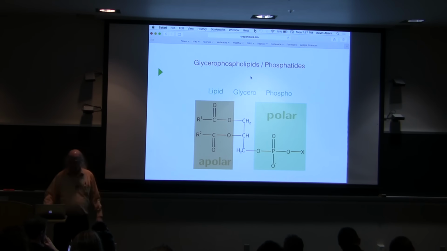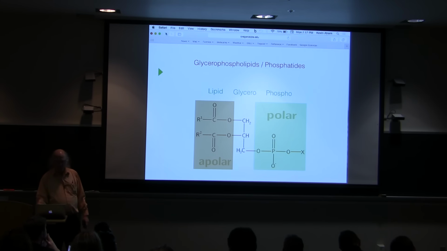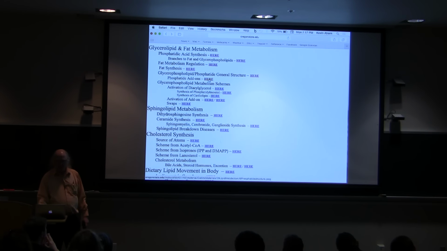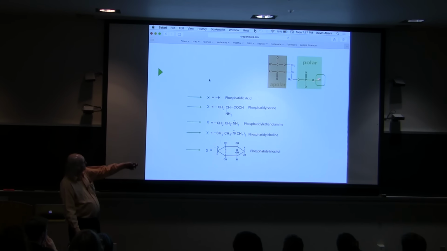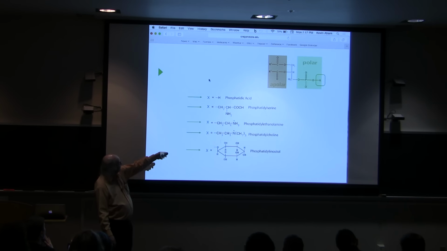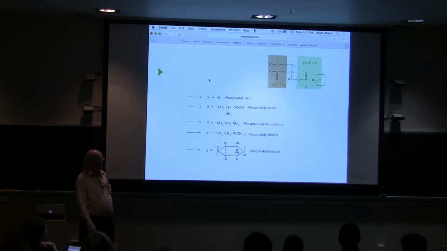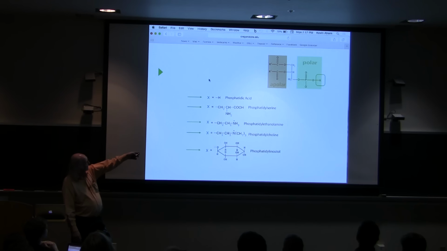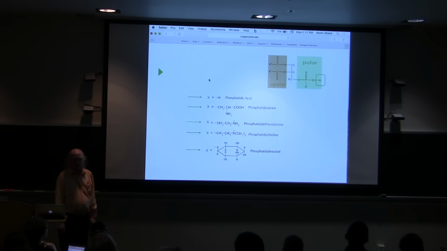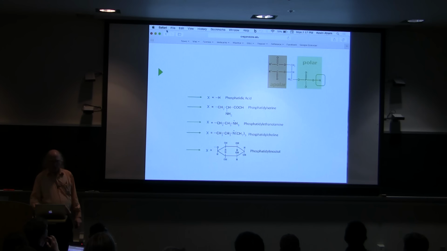General structure, you've seen that probably about 10 times now. I won't go through that. And phosphatidic acid add-ons, you've seen those a few times, but you see the X is where they can be added on. Everything on the left is the phosphatidyl part. The X is the add-on part. And so if it's an H, it's a phosphatidic acid. If you put a serine on it, you get phosphatidylserine, etc.